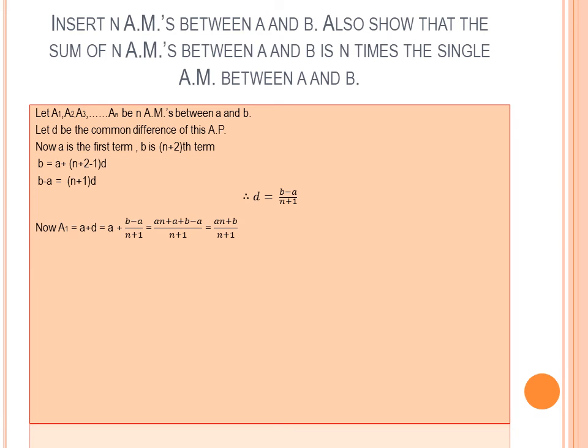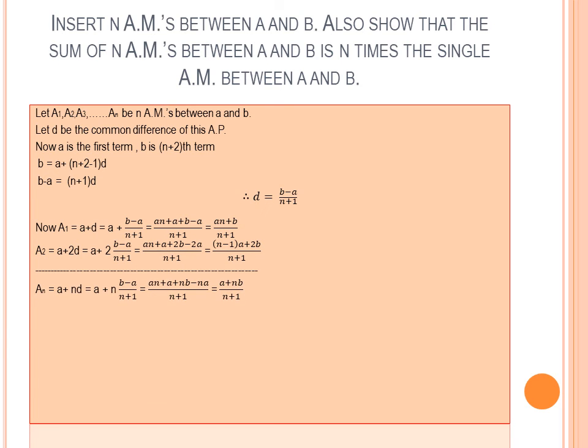Now, A1 is equal to A plus D. Putting the value of D over here, we get A plus B minus A by n plus 1, is equal to An plus A plus B minus A by n plus 1, is equal to An plus B by n plus 1. Now, taking out the value of A2, is equal to A plus 2D, is equal to A plus 2 into B minus A by n plus 1, is equal to An plus A plus 2B minus 2A by n plus 1, is equal to n minus 1 into A plus 2B by n plus 1, and so on.